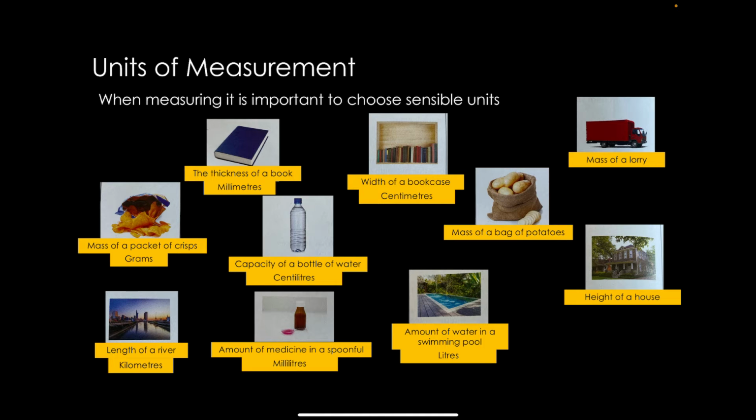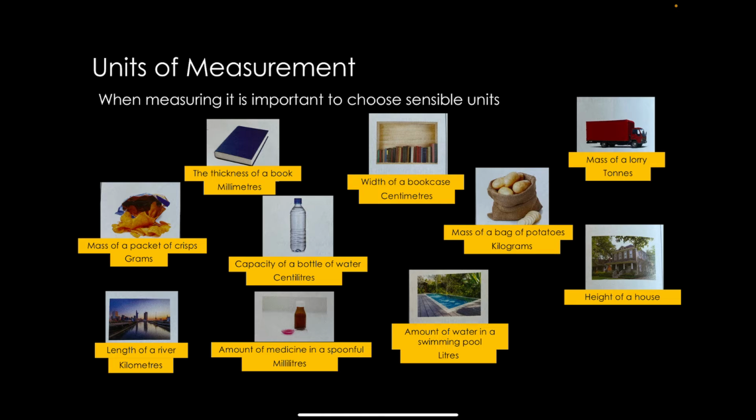Amount of water in a pool, we would measure in litres, okay? Again, a pool's quite big, so it depends whether you'd keep it as litres or you'd measure it as volume, but litres is good. Mass of a bag of potatoes, definitely kilograms. When you go to the supermarket, you'll see how many kilos there are in a bag of potatoes. Mass of a lorry, that would be in tonnes, because the mass of a lorry would be quite big, so we'd have to measure it in something bigger.